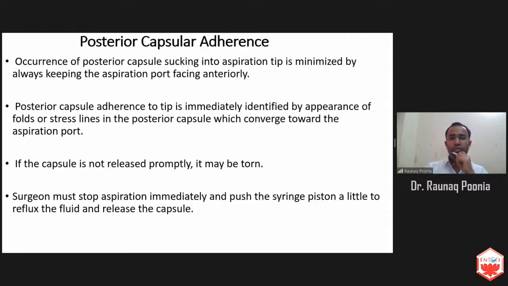Now, the occurrence of the posterior capsule sucking into the aspiration tip is minimized by always keeping the aspiration port facing anteriorly. The posterior capsule adherence to the tip is immediately identified by the appearance of folds and stress lines in the posterior capsule, which converge toward the aspiration port. If the capsule is not released promptly, it may be torn. The surgeon must stop aspiration immediately and push the syringe piston a little to reflux the fluid and release the capsule.